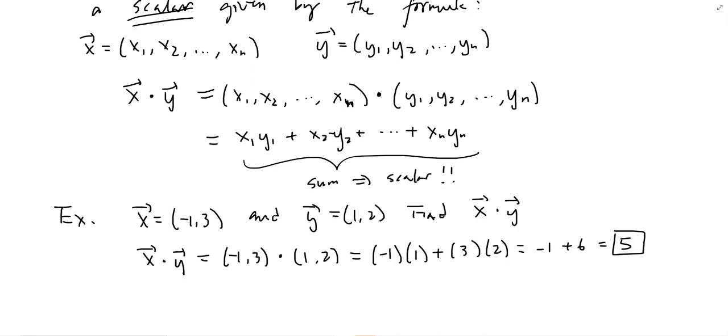Okay, notice that your answer is a single number, 5. Not a vector, not the vector -1, 6, which a lot of students often put down as the result of a dot product, but it's not, because dot product requires you to add each of the numbers together into a single scalar. Okay, another example. Find this.